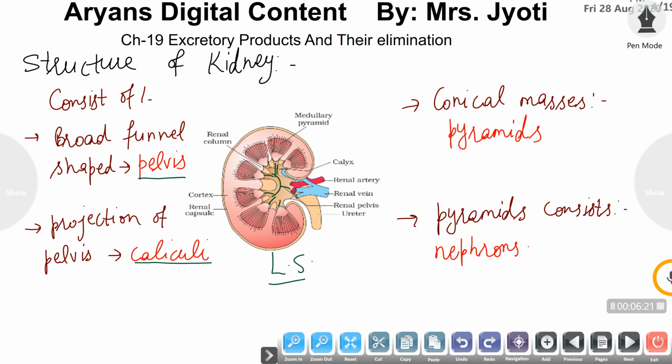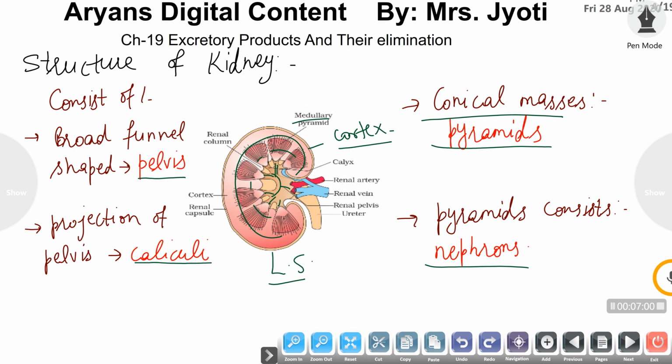These calyces are associated with a number of conical masses present in the kidney, popularly known as pyramids, and these pyramids consist of the structural and functional units of the kidneys, known as nephrons. The kidney is divided into two parts. The outermost peripheral region is termed the cortex, while the innermost part where these pyramids are present is termed the medulla.